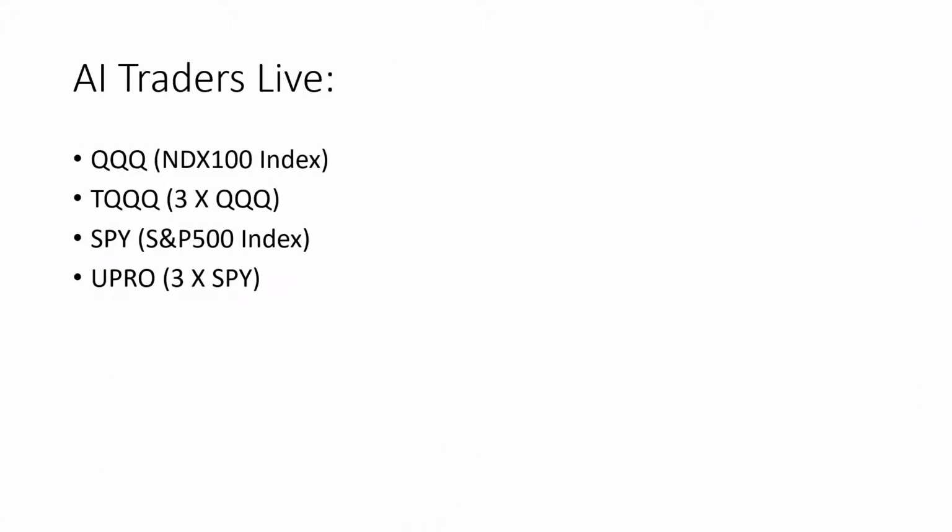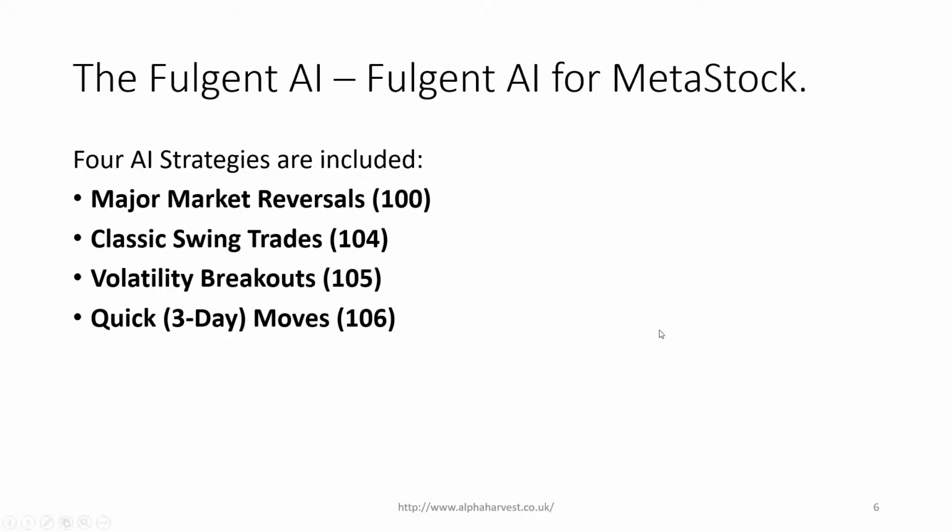As mentioned, we're going to look at the Nasdaq 100 and the S&P 500 index using the Spider and the QQQ. Now, we use 4 artificial intelligence engines: major market reversals, classic swing trades, volatility breakouts, and quick 3-day moves. All 4 of these cater for different trading styles, whether you're a swing trader or a position trader. These 4 artificial intelligence engines cater for those different time frames.